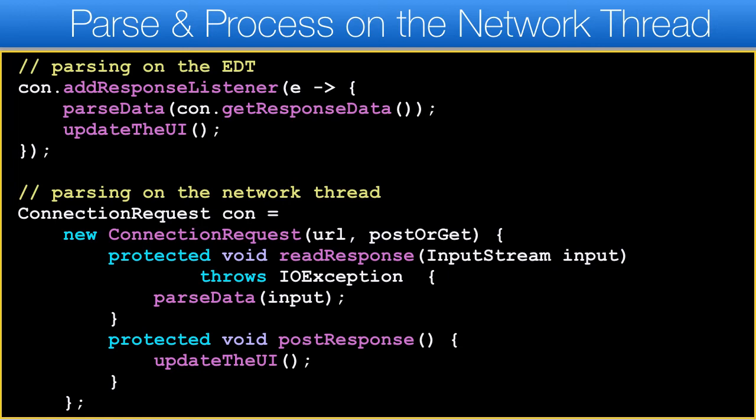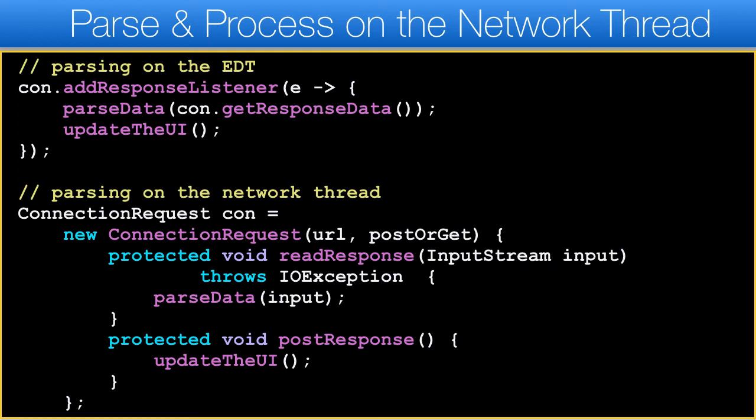For instance, the code on top might seem simple, but it carries a price. It runs on the EDT. The code above will work correctly since the UI change will run on the EDT, but the parse data invocation might be slow and might slow the entire UI. A better approach will be the usage of the code below, which runs the parsing on the network thread. This has the added benefit where the response stream isn't read to a byte array first before parsing.